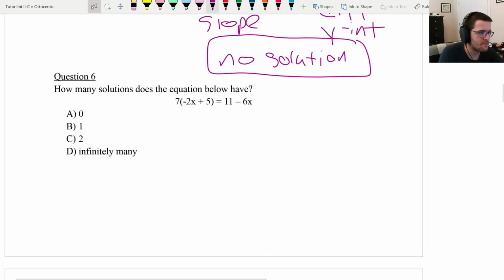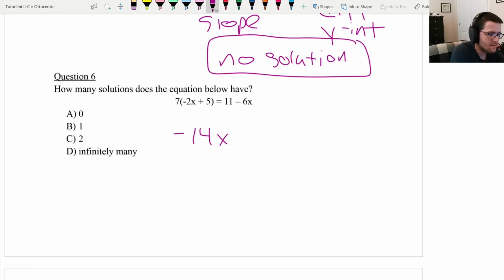Okay, this one looks like a little bit more work. So we're going to distribute that 7. So we get negative 14x plus 35. And then also on the right-hand side, I'm going to use the commutative property to switch it. Just make sure you keep the signs what they are, right? So we're going to write 11 minus 6x as negative 6x, positive 11.